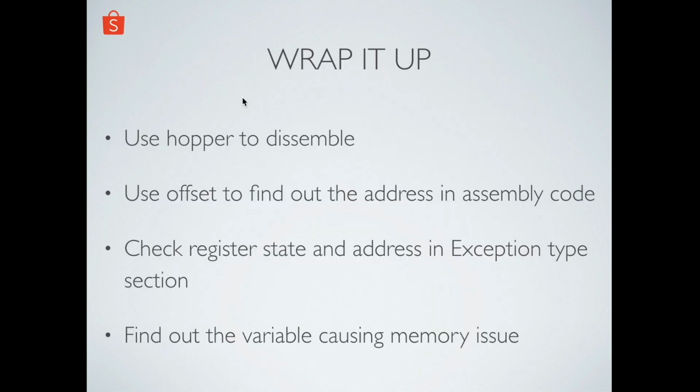So to wrap it up, I've shown you how to use Hopper to disassemble and how to use the offset value to find out the address of the assembly code where the crash happened. And also I have shown you how to check the register state and the address in the exception type section, and how to find out the variable causing the memory issue.